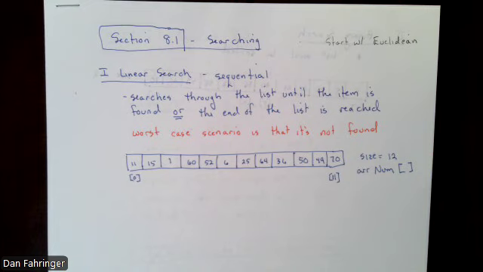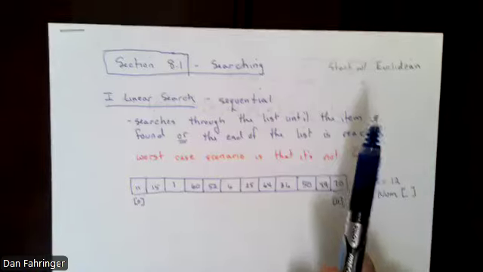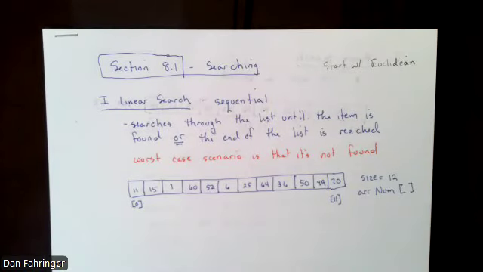Searching, first part of chapter 8. I have to start with Euclidean. There's something called the Euclidean method. Don't know that I need to do that. We'll find out whether or not later.